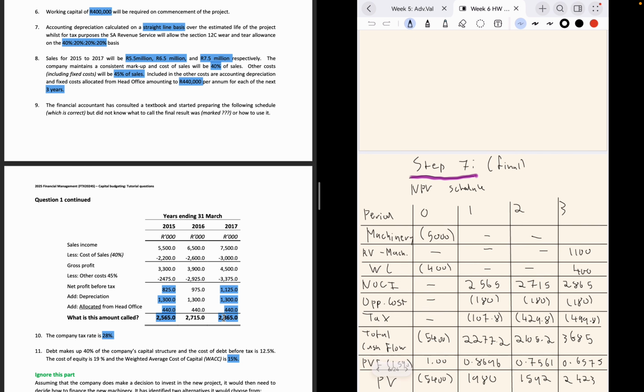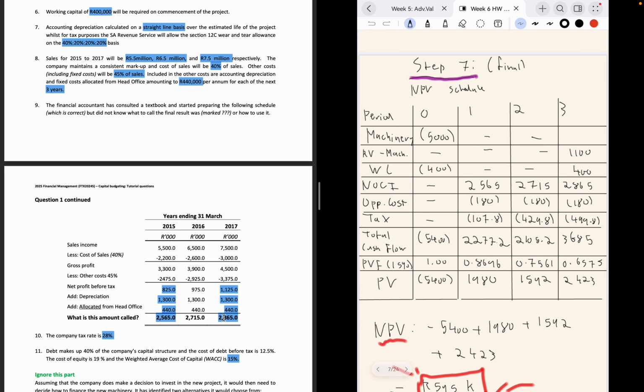Okay, we've done that. Now we are on to the final step. So now we're just doing the net present value schedule. What we're basically doing now is putting together all the cash inflows and outflows, and then present valuing it, and then we can make a decision on the basis of whether or not the net present value is positive or negative. So for period zero, that's where we lose money, that's where we invest.